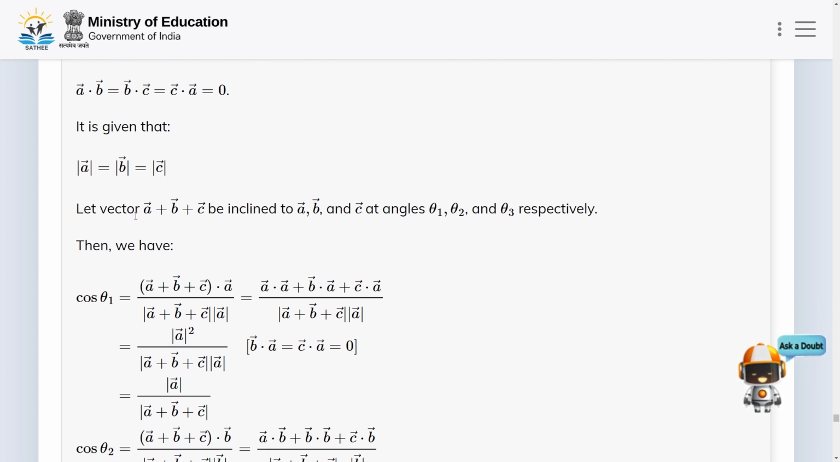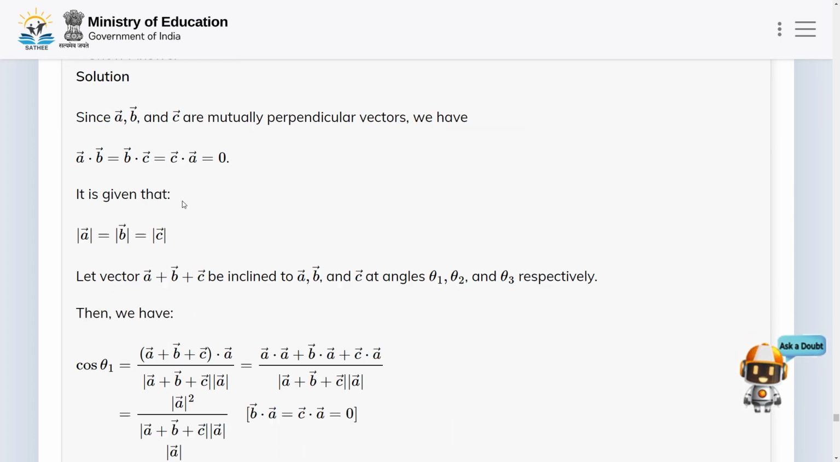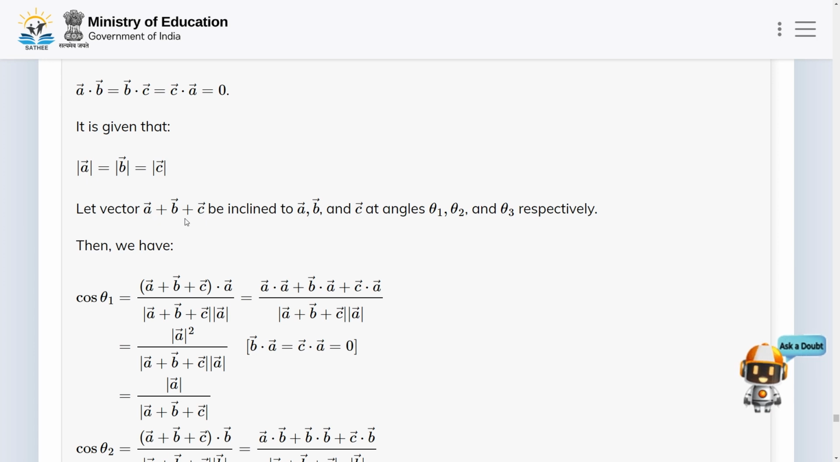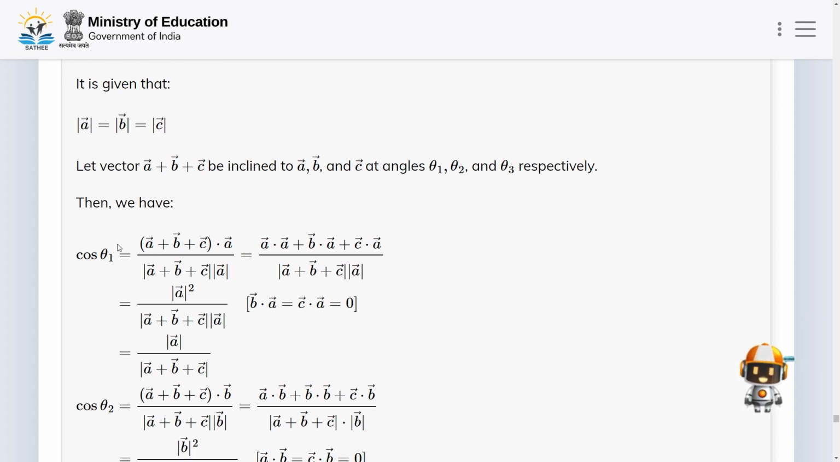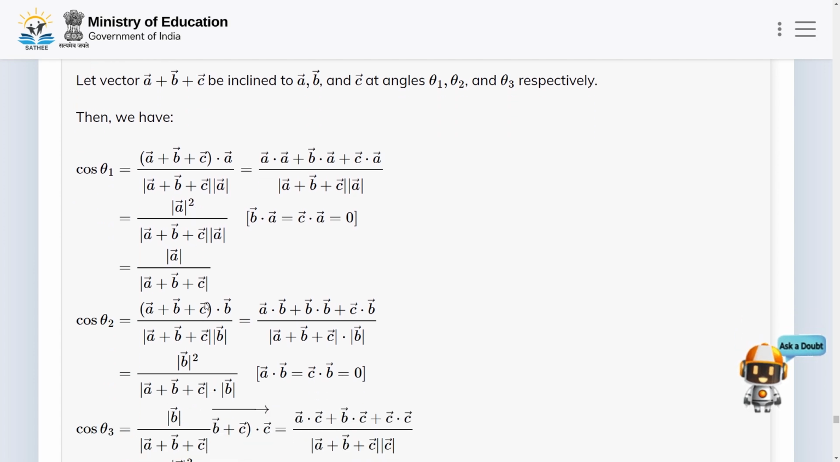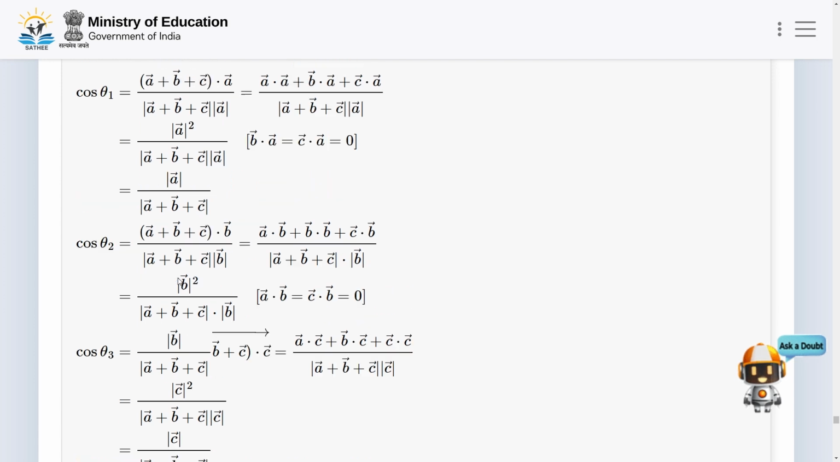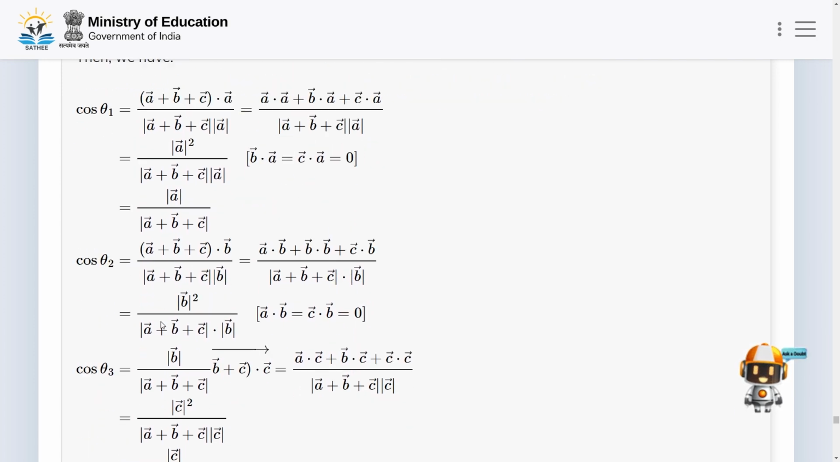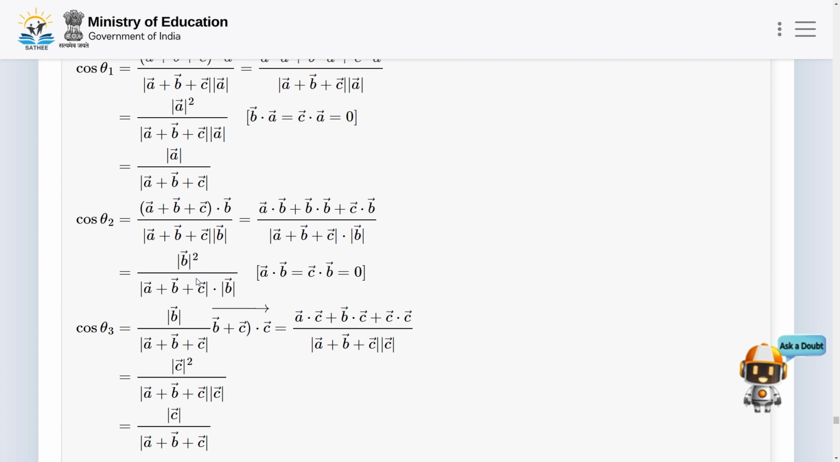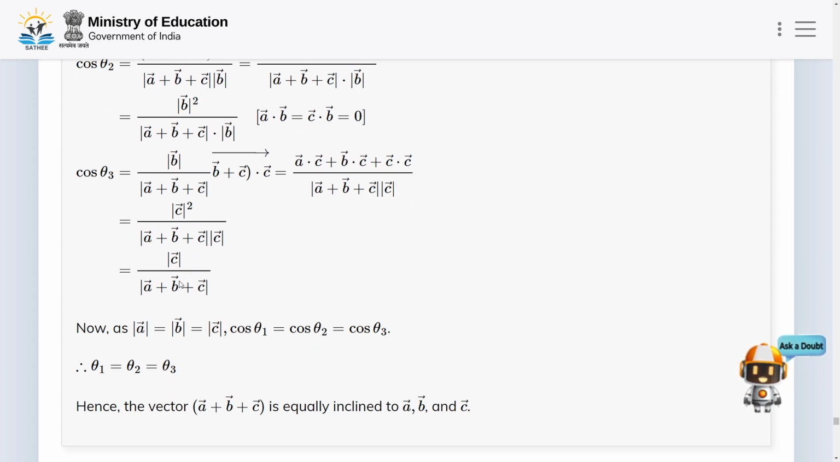Now as you can see in this question, take the vector A plus B plus C to be inclined to A, B, C at angles theta 1, theta 2, theta 3 respectively. This means cos theta 1 will be this divided by its magnitude. Cos theta 2 will be this divided by its magnitude. Cos theta 3 will be this divided by its magnitude. You will have cos theta 1 as this value, cos theta 2 as this value, and cos theta 3 as this value. I hope it is clear.